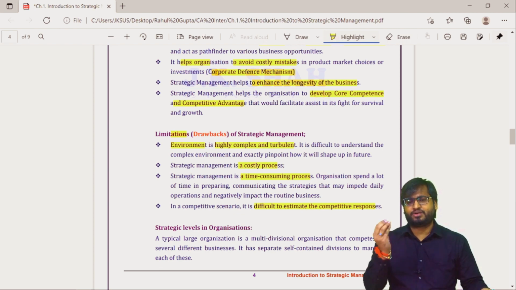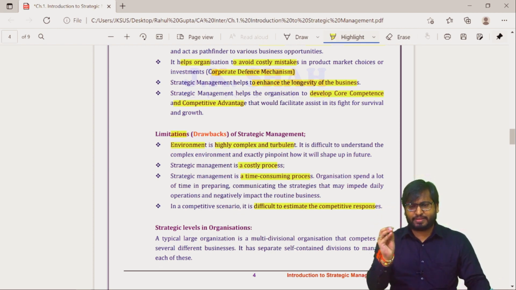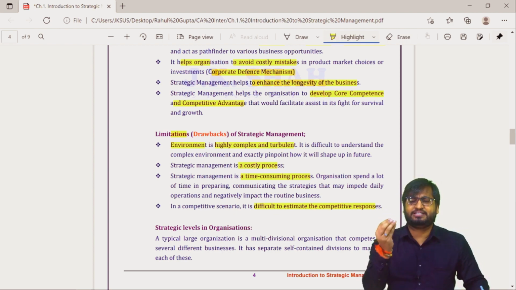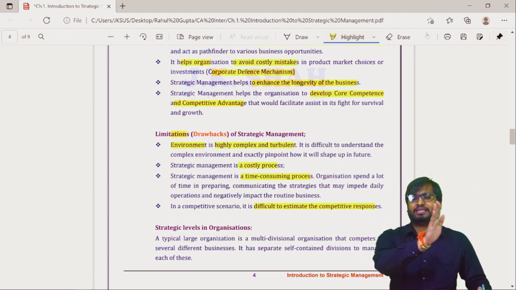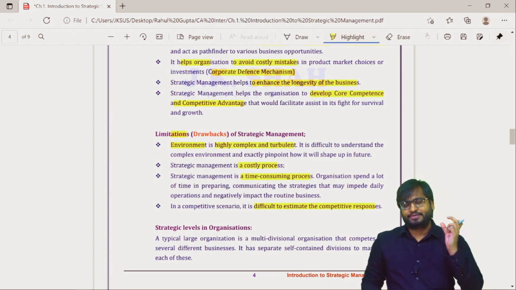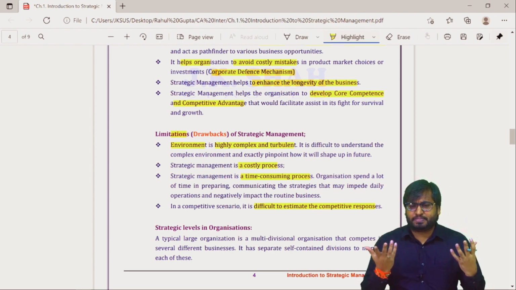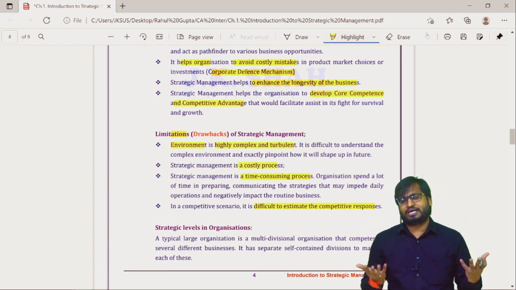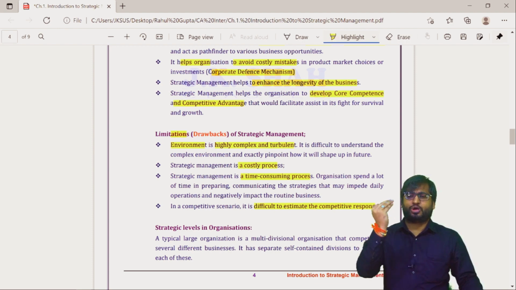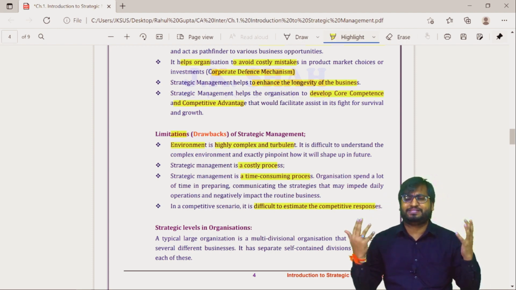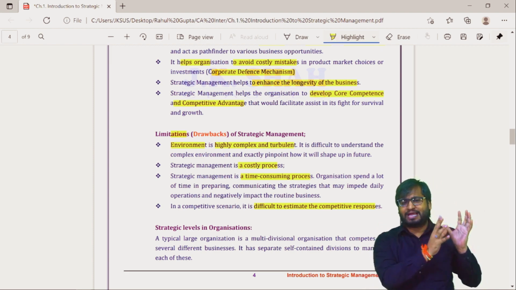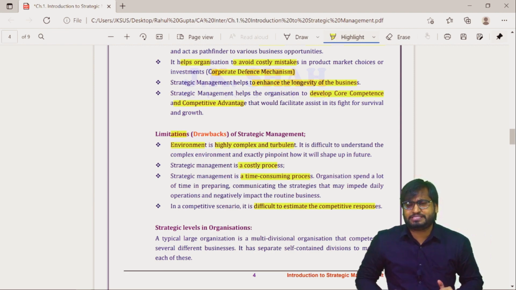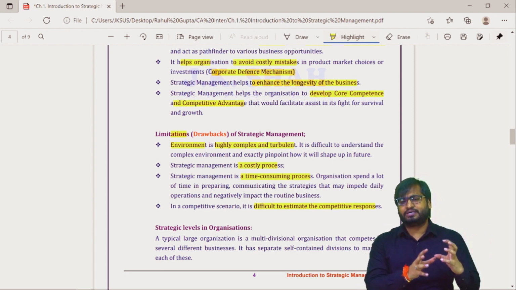Who are part of the corporate level team? The chairman, the CEO, the board of directors and other senior executives of the organization form the corporate level team. They are called corporate level managers. Second, if I am into multiple businesses or multiple products, it is very difficult for the corporate level managers to look after all the businesses. So they will appoint individual managers to take care of that particular business or division.